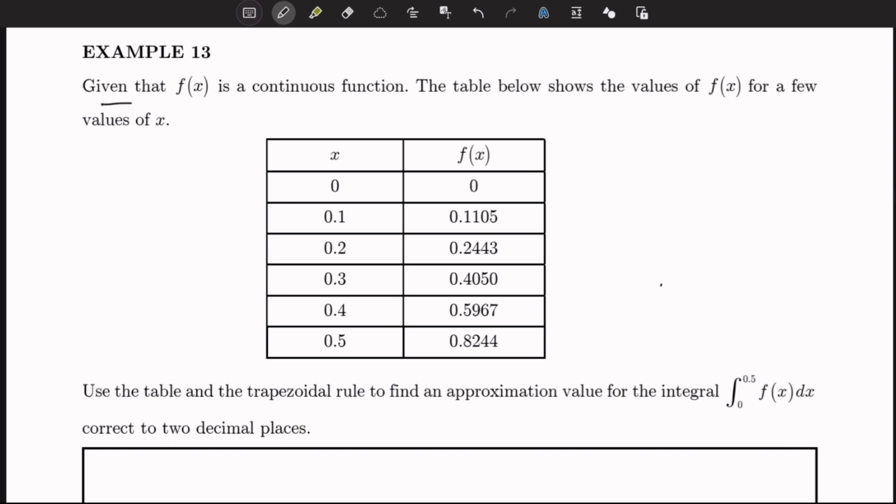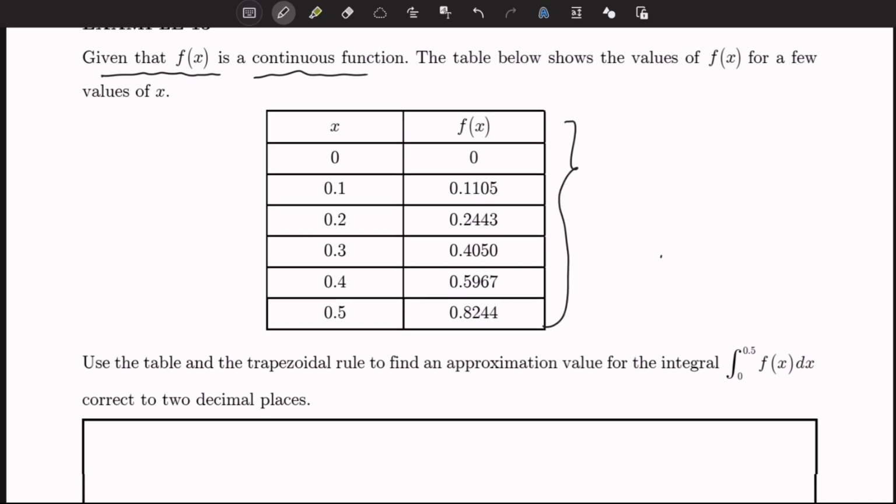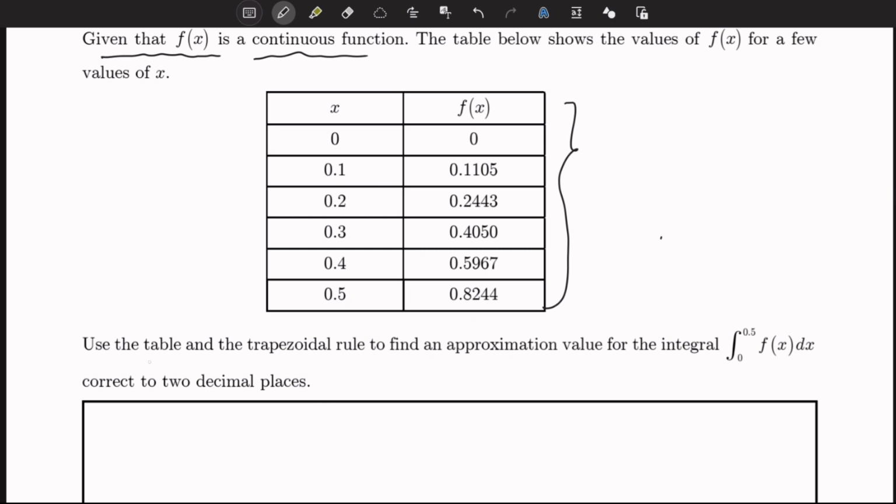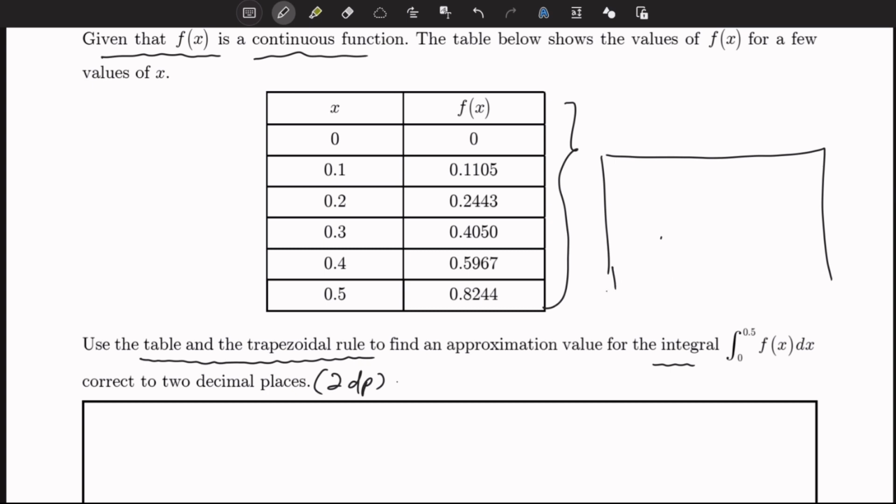Example 13. Given that f(x) is a continuous function, you are given the values already, as if you're using the calculator. You need to use the values given and the trapezoidal rule to approximate the value of the integral correct to 2 decimal places. You can either plot the table again or retabulate, using the table like we used earlier, so it's easier for us to see which is which.